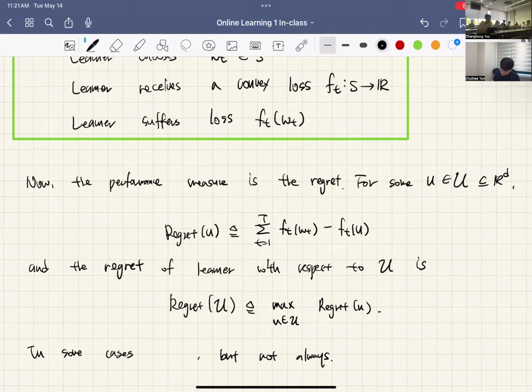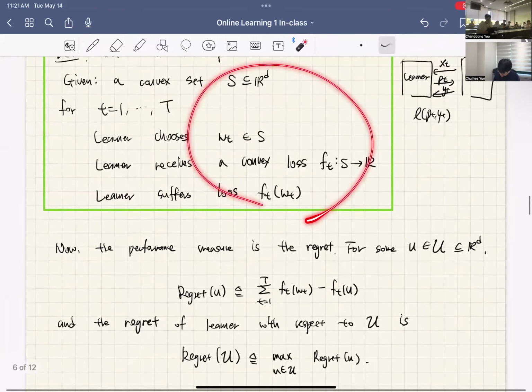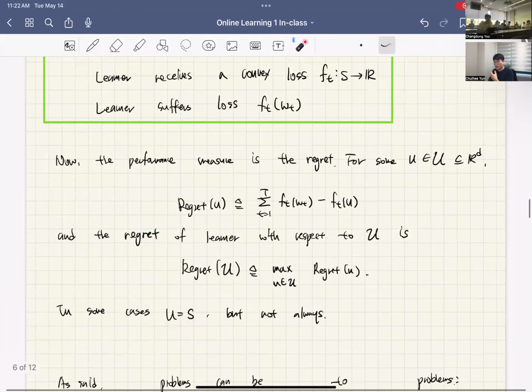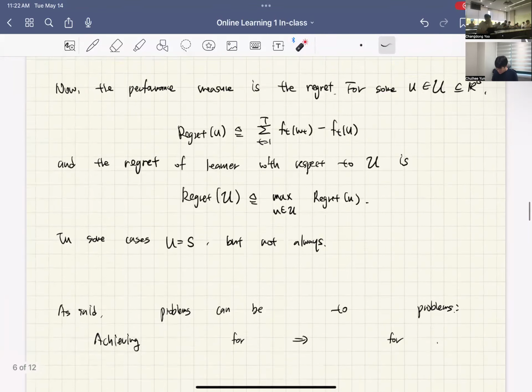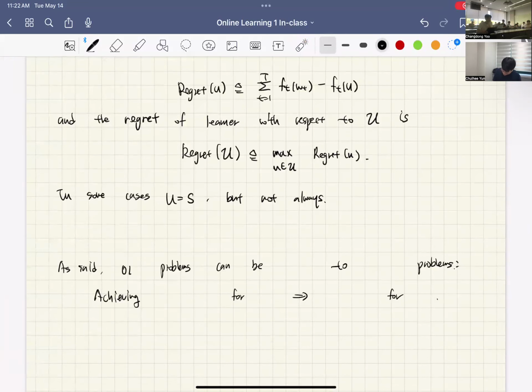And in many cases, we can actually set u equal to the set S, the convex set S that we saw in the formulation, okay? But this is not always the case. But in most cases, we can treat u as the same as S. Okay, so as I briefly alluded to earlier, online learning problems can be reduced to online convex optimization problems in a way that achieving low regret for online convex optimization actually implies achieving low regret for online learning.